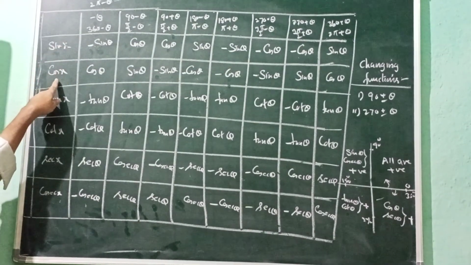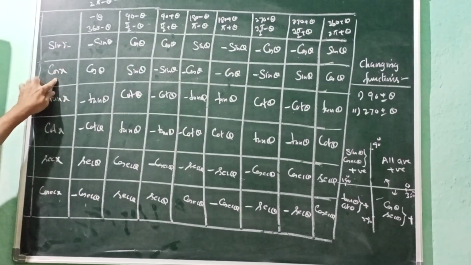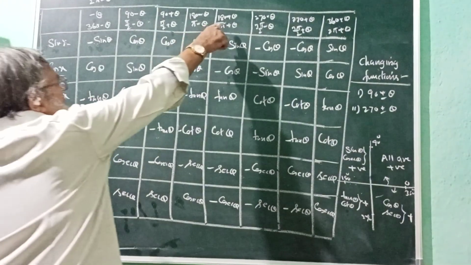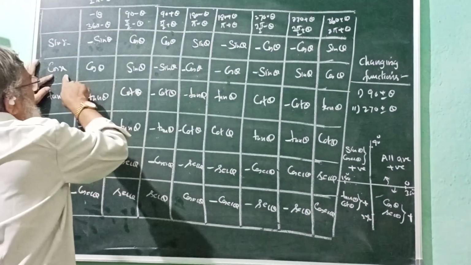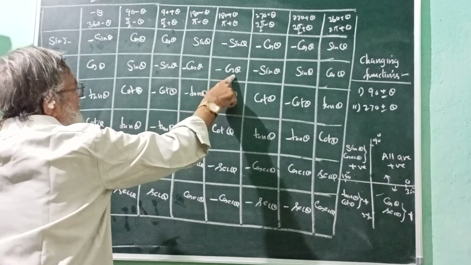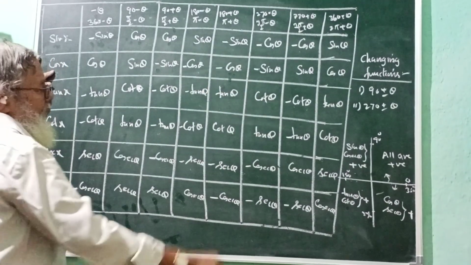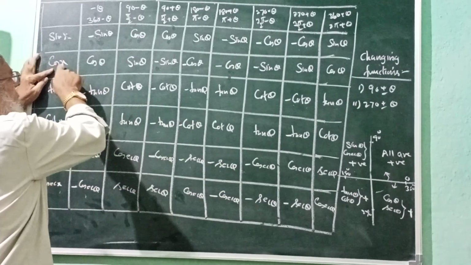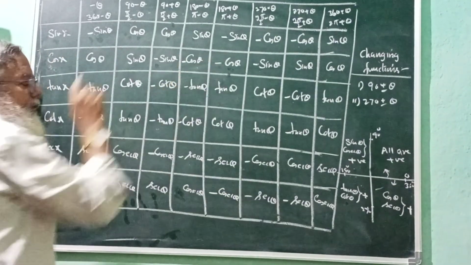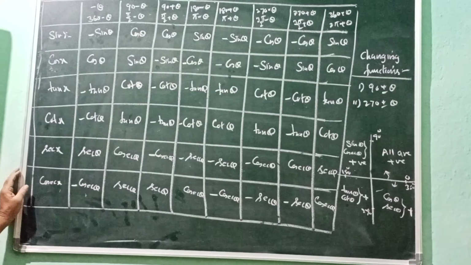For example, see here. We are taking cos. What is the value of cos of 180 plus theta? Cos of 180 plus theta is cos theta, and the quadrant is the third quadrant. In the third quadrant, cos is negative. We have put the minus sign. This is true for all values here.